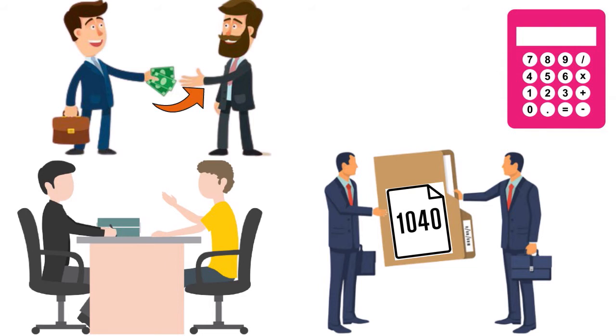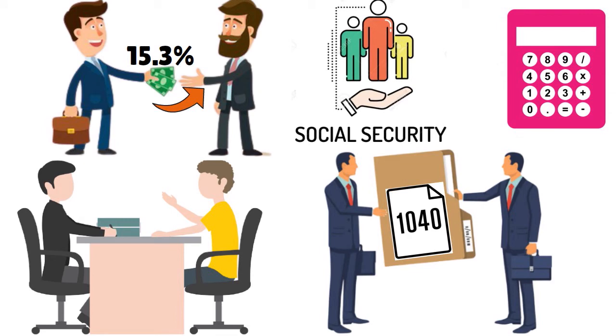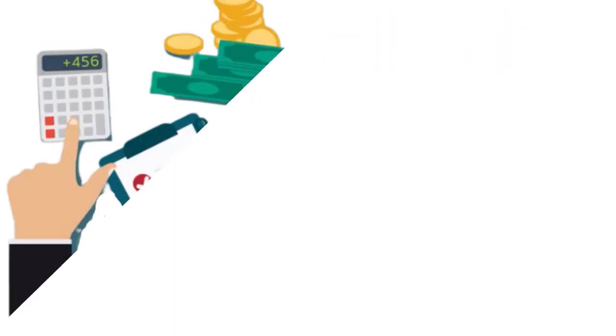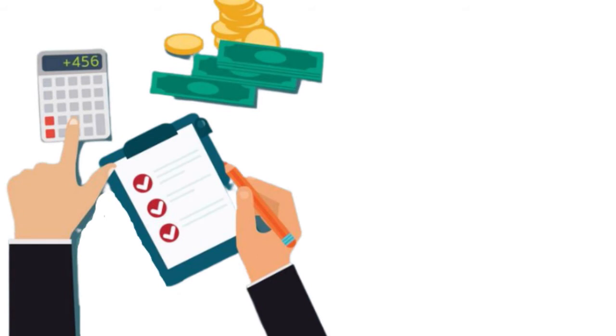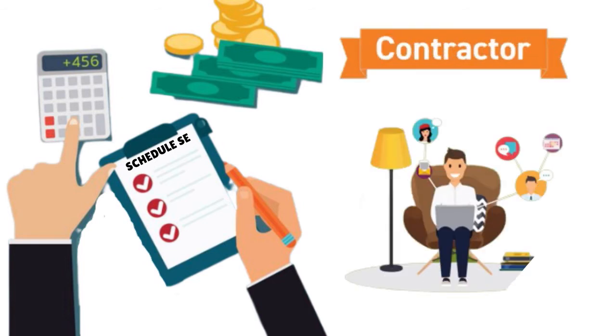So for this year, the total self-employment tax rate is 15.3%. This rate has 12.4% for Social Security, the FICA, and 2.9% for Medicare. When we talk about Social Security, this includes what? Old age, survivors, and disability insurance. You can calculate your self-employment tax using Schedule SE on Form 1040. This is really important.